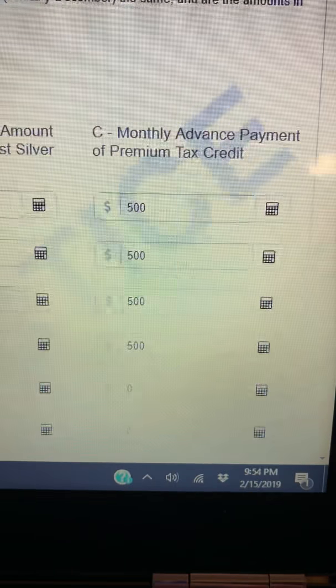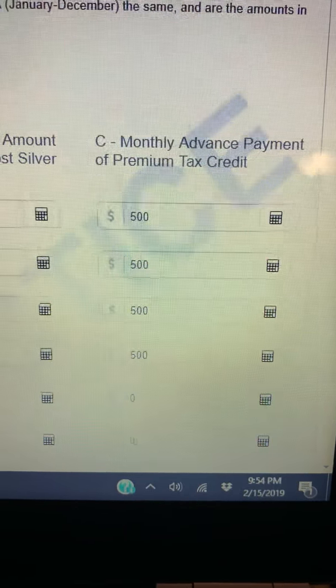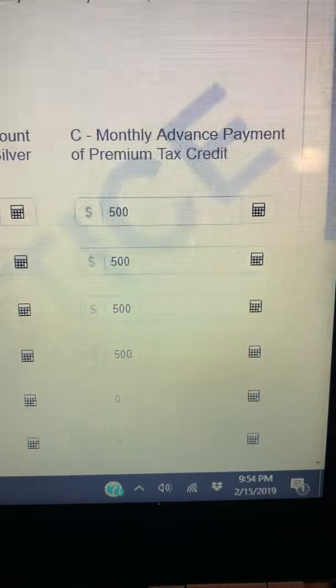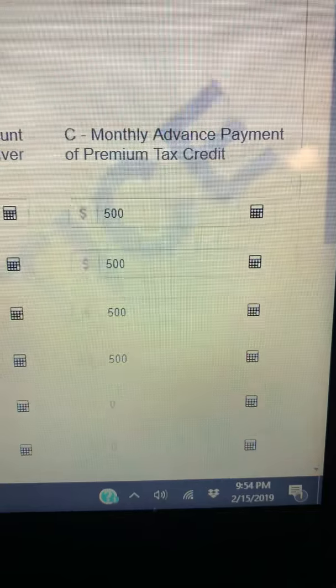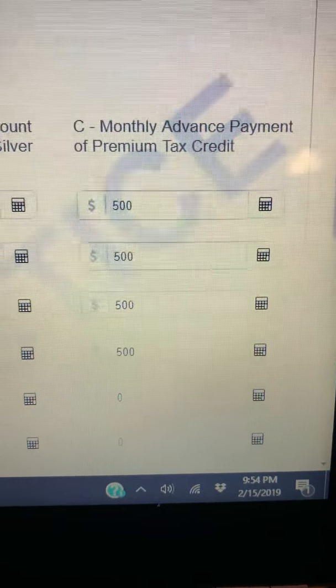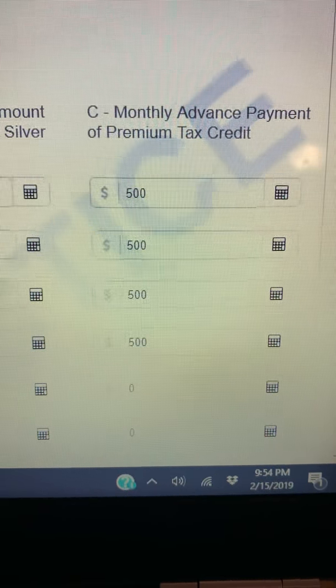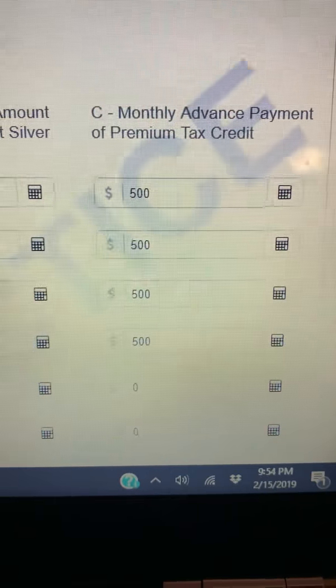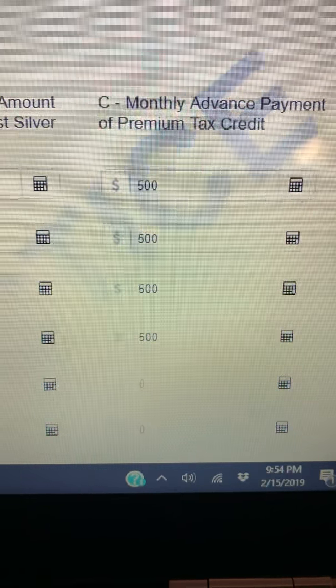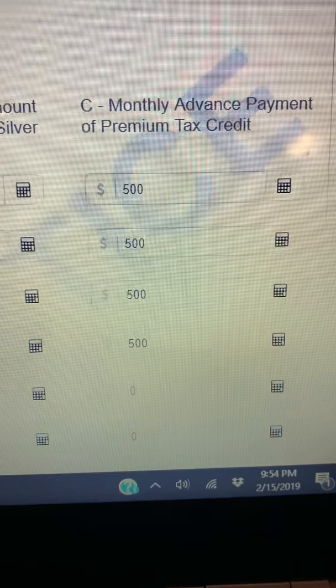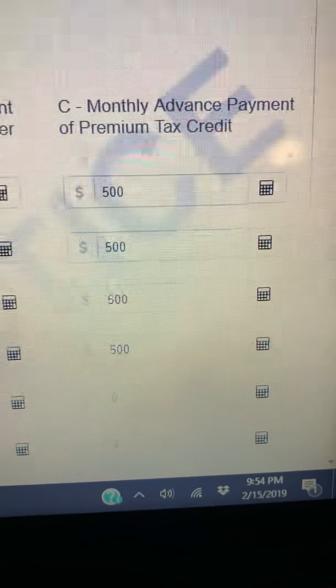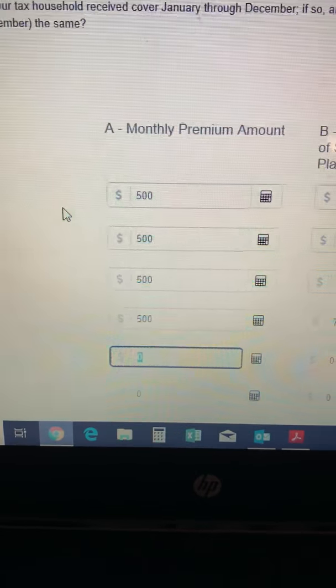Column C, however, is the monthly advance payment of premium tax credit. It's called that because it is an advance of the premium tax credit. At the end of the year is when on the tax return it does the calculation, figures out how much premium tax credit you should have got in the last year, and then you either pay some back or you get some back depending on your income level and how much credit you should have had, and this is the credit you actually received for the year. So the difference between A and C is what really matters.